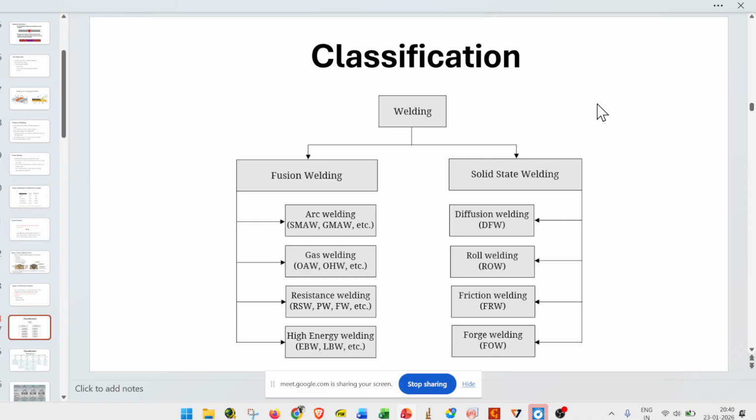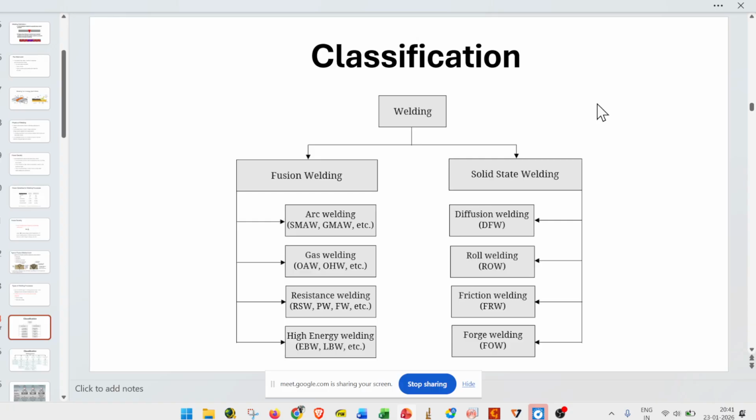In the case of gas welding, we are using a chemical reaction to generate the heat. We will use oxygen and a chemical fuel like C2H2, and we will mix both of them, and combustion will take place. That will generate the flame. That flame temperature we will use to join the materials.